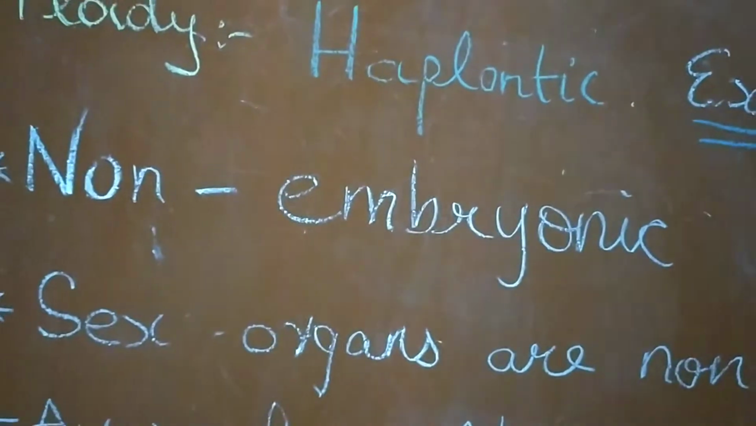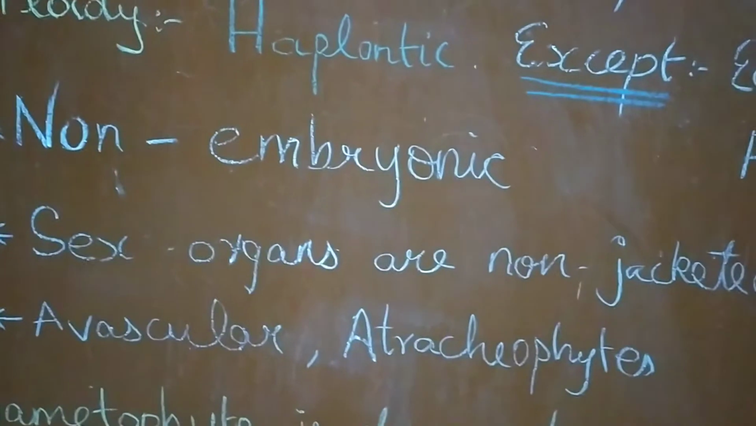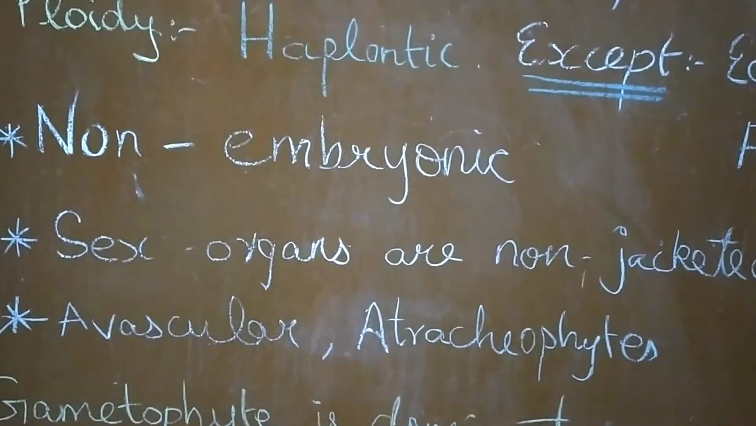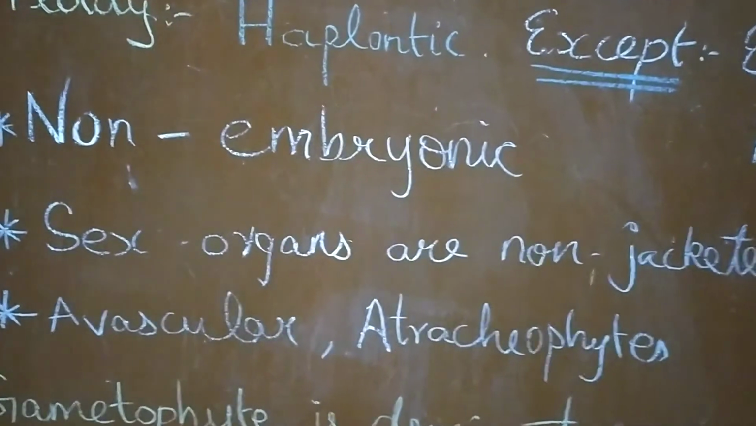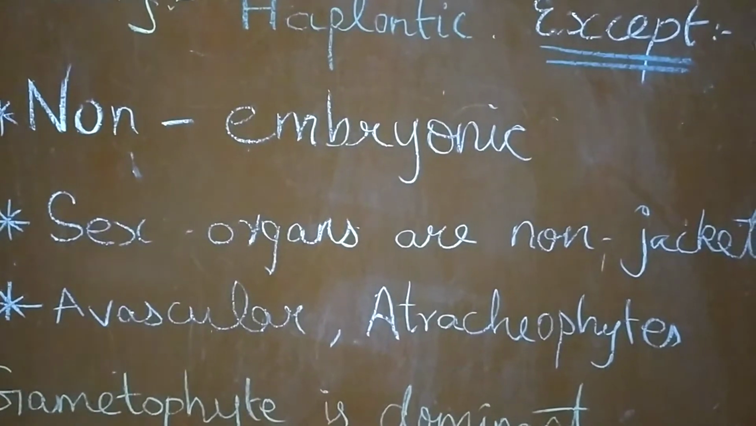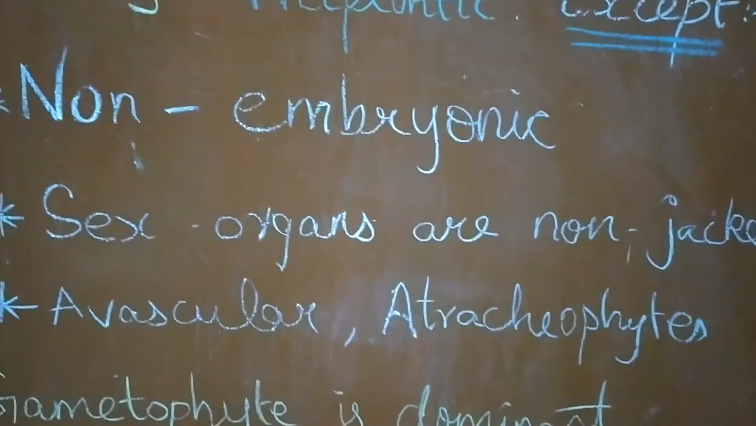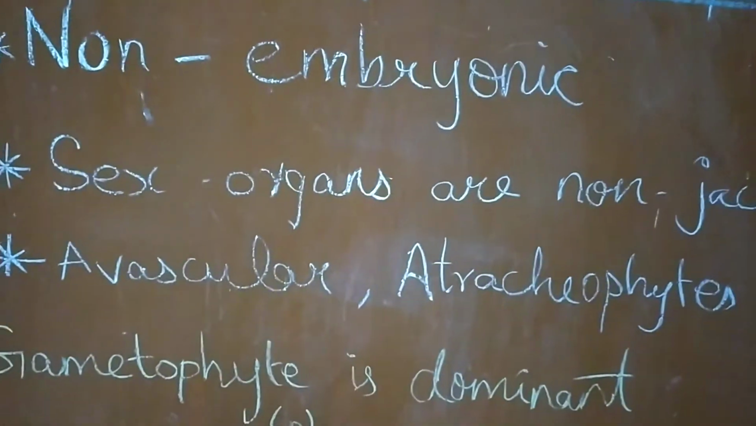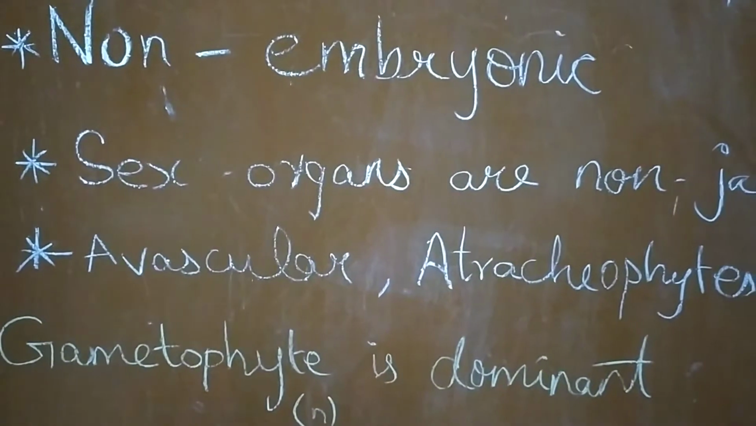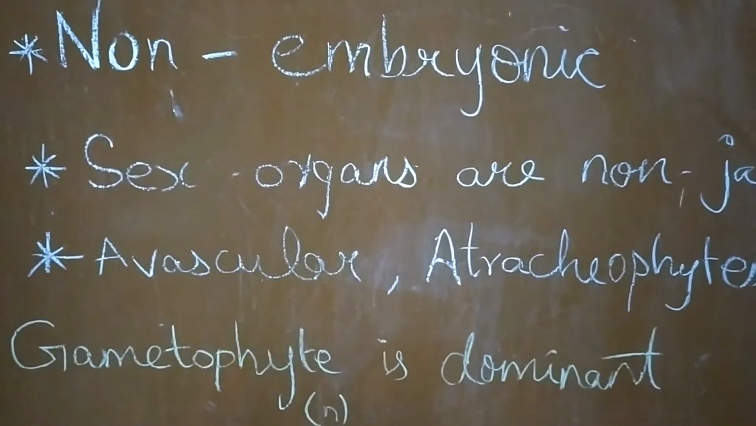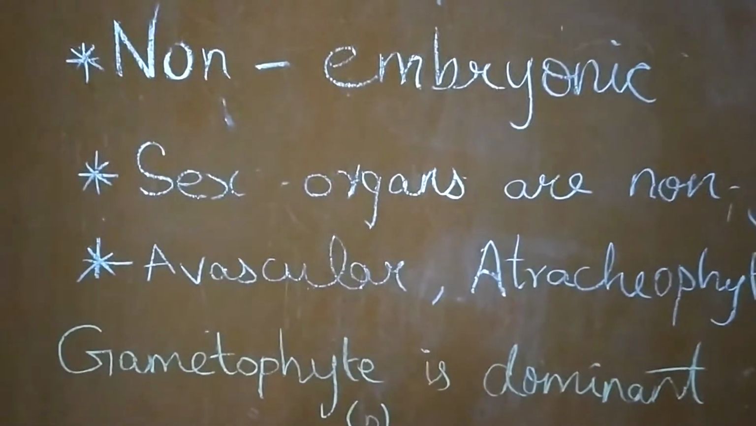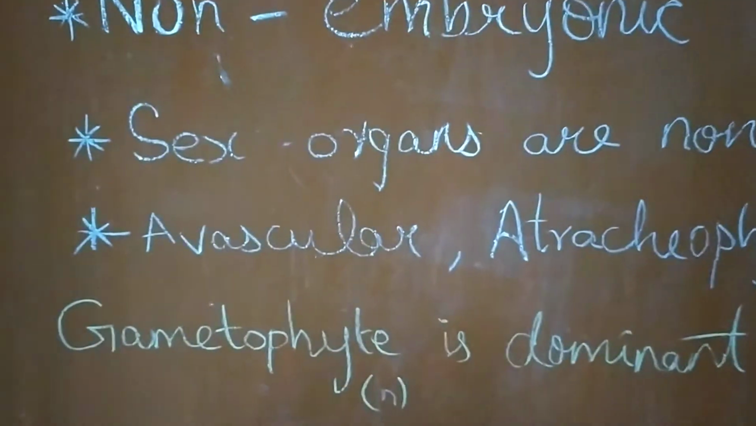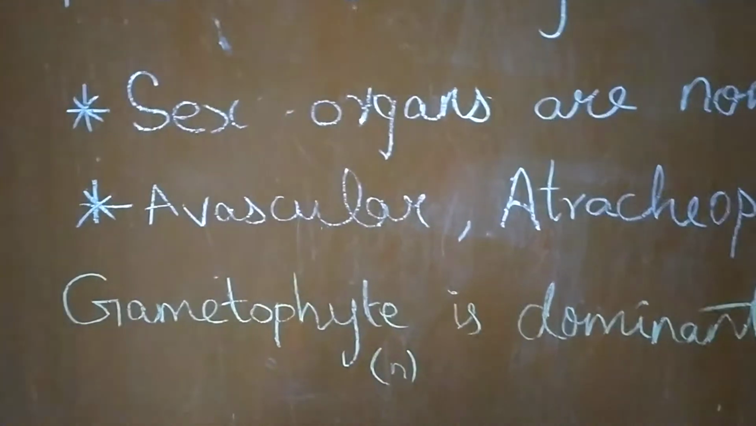And they are non-embryonic. Their sex organs are non-jacketed. They are avascular and atracheophytes. That means there's no conducting system. And the gametophyte is dominant. So what is gametophyte? That which produces gametes is called the gametophyte. And another term which gets repeated in this lesson is the sporophyte. Since it's gametophyte, it's gamete producing, and the sporophyte means it's spore producing.